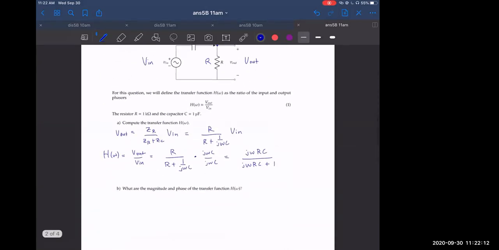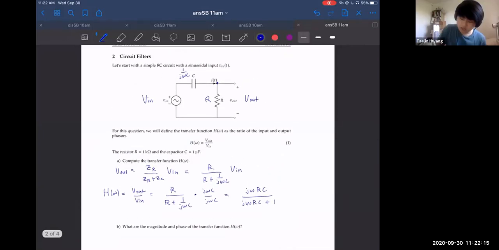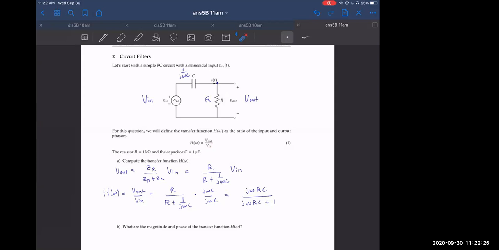Wait, sorry, Tejan, what happened to the V in that you were multiplying by? Yeah, so I wrote V out equals this ratio times V in. And remember how H of omega was defined as V out over V in, so I just divided by V in. Yeah, that makes sense, thanks.